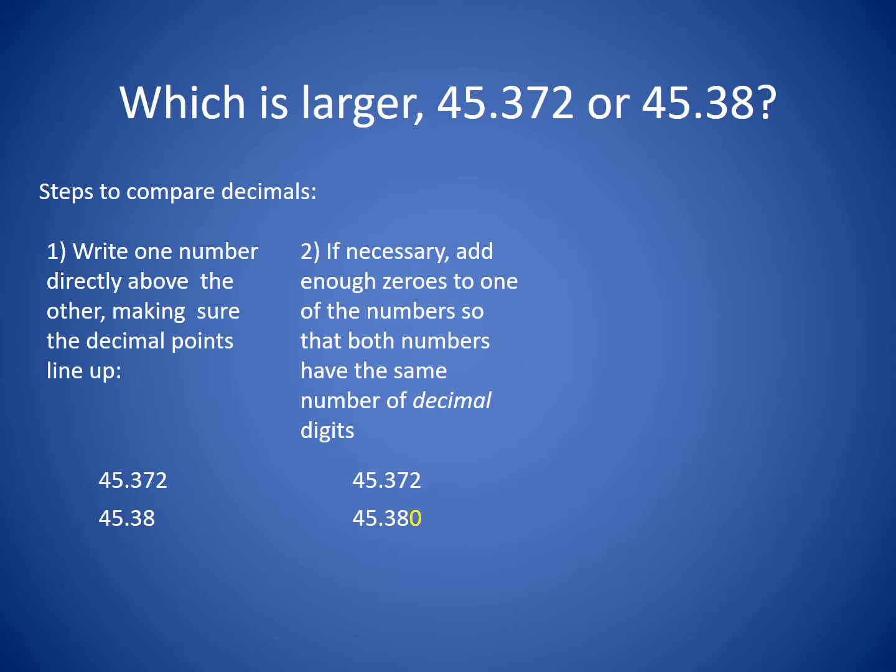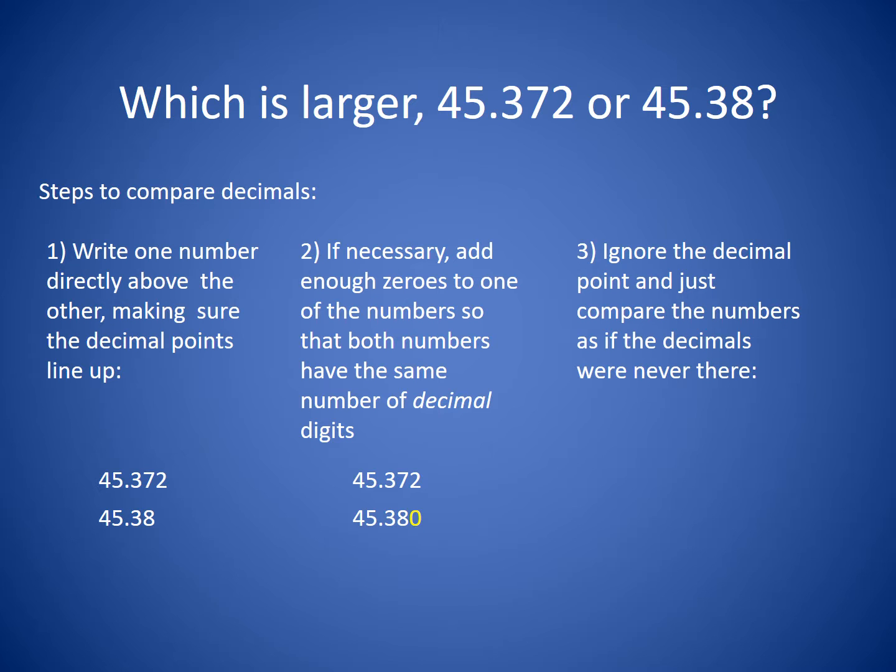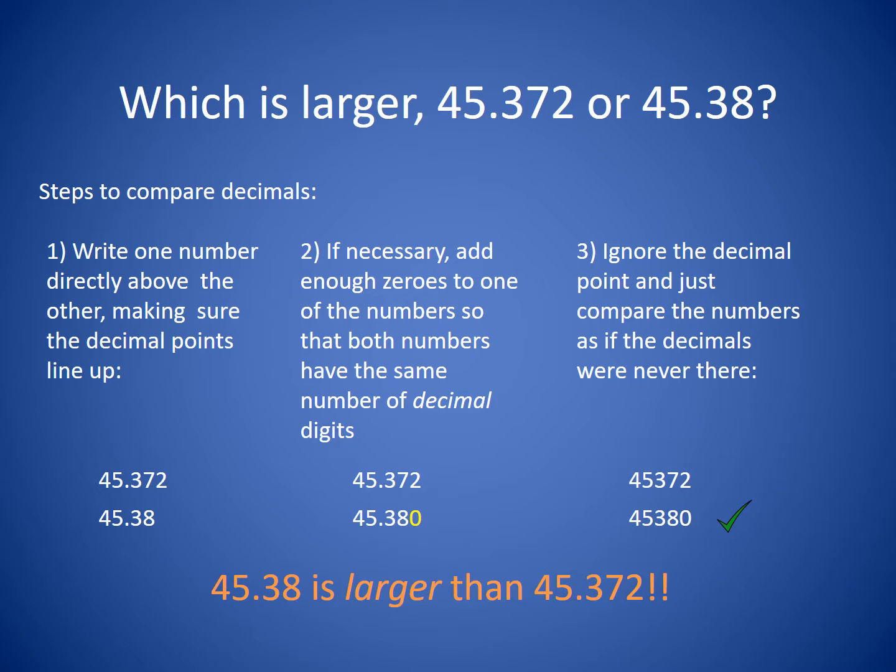The final step to compare these, now I ignore the decimal point as if it's not there, and I just compare those two numbers as if they were whole numbers. So the 45.372, I'm going to ignore the decimal and just get rid of it altogether. Same thing with the 45.380, and now I just compare these two. The first one, 45,372, the second one, 45,380. I can see that the second number is larger than the first. So my 45.38 is larger than the 45.372.